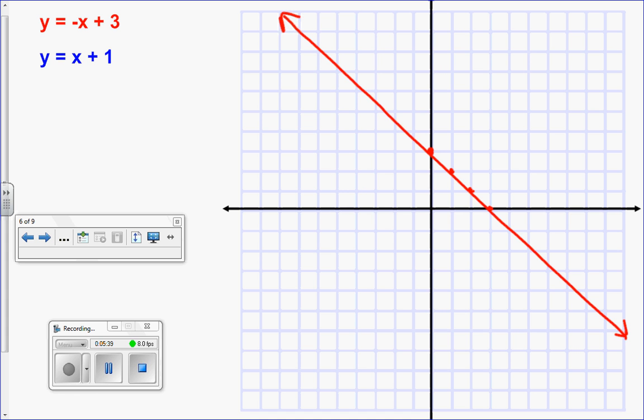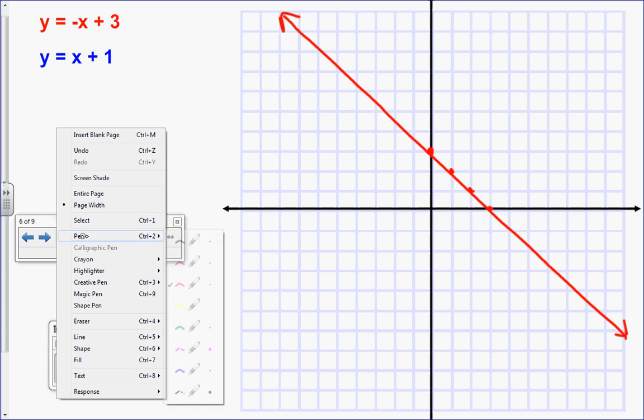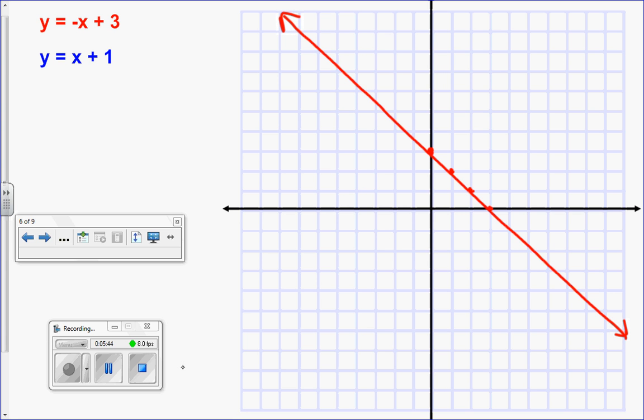And in blue, I'm going to graph y equals x plus 1. So here's plus 1 on the y-axis, because that's my y-intercept right here. And I'm going to go up 1 over 1, up 1 over 1, up 1 over 1.